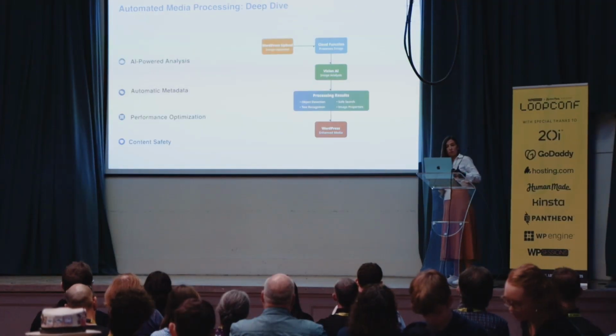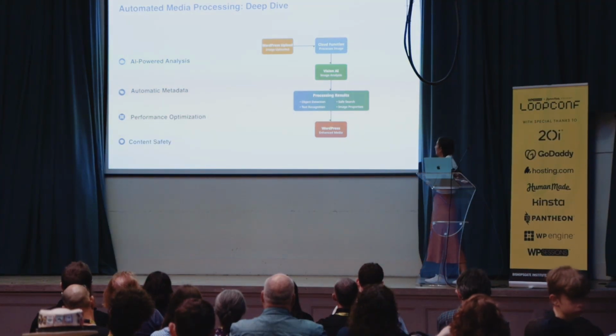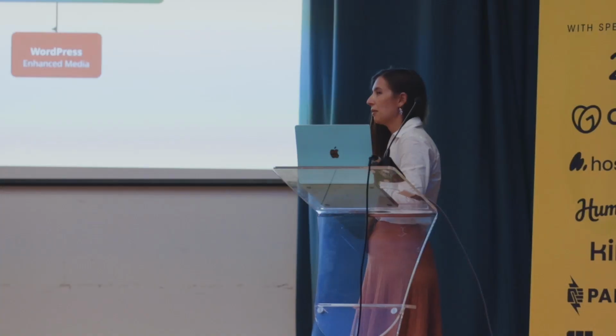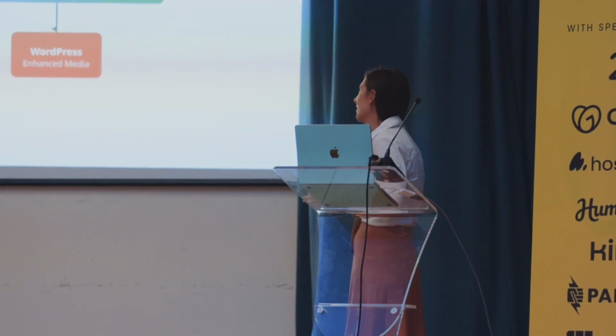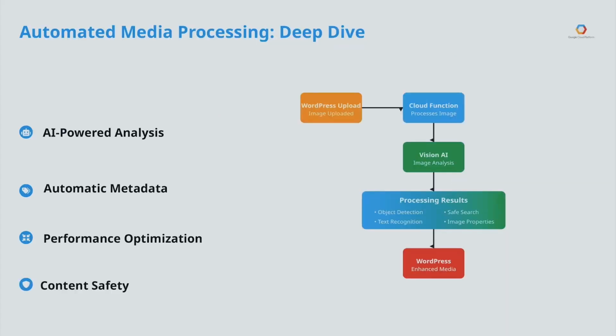And to get a better demo of all that, I will try to do a deep dive into the media processing. I'll show you the code, but I didn't want to show only the code, so that's just an overview here. This example leverages the Vision AI and it detects in the images objects, text, faces, landmarks, and also inappropriate content. It generates automatic metadata, and implements performance optimization by processing the images and storing them in cloud storage.